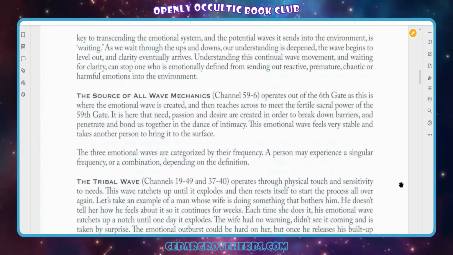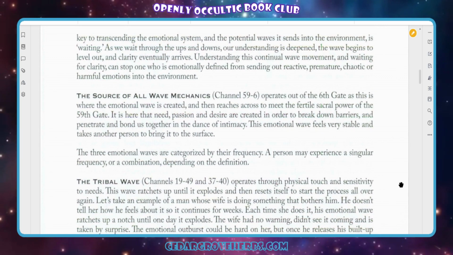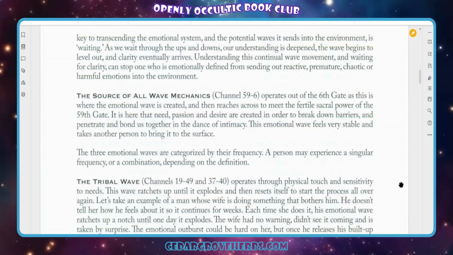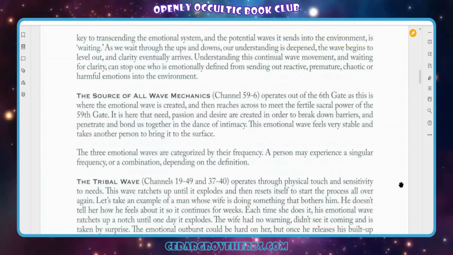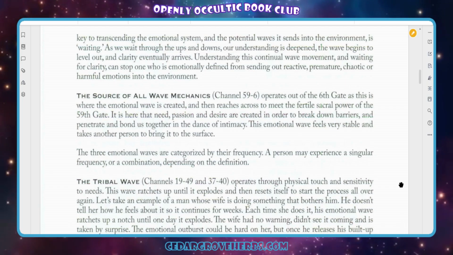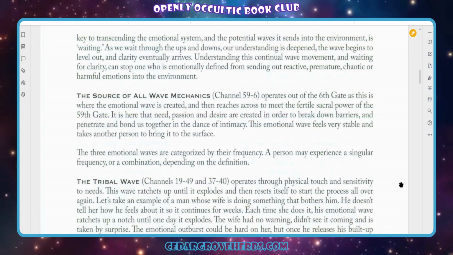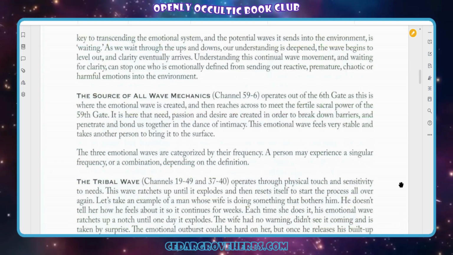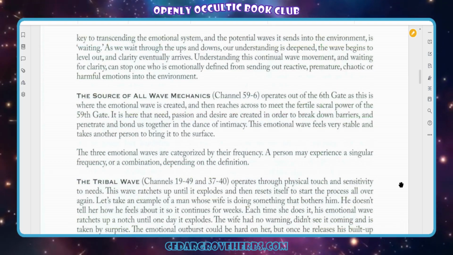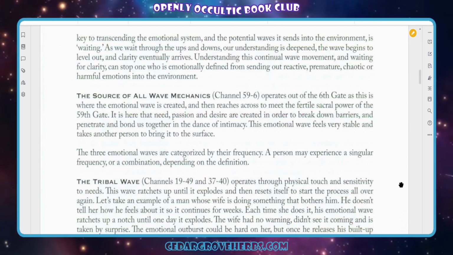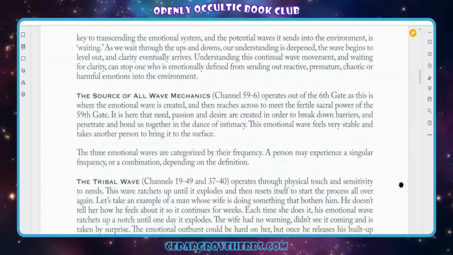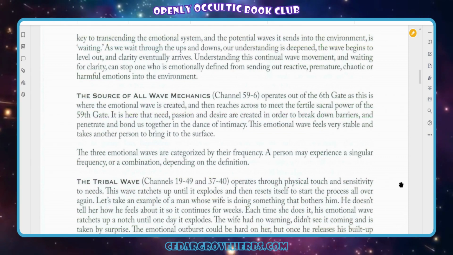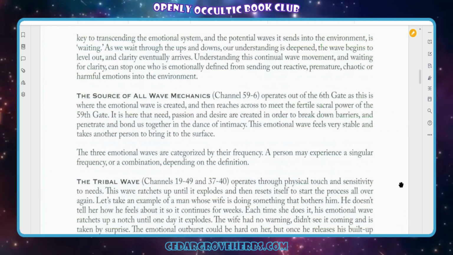The source of all wave mechanics, channel 59.6, operates out of the sixth gate, as this is where the emotional wave is created. And then it reaches across to meet the fertile sacral power of the 59th gate, because the 59th gate is in the sacral center. The sixth gate is in the solar plexus center. It is here that need, passion, and desire are created in order to break down barriers and penetrate and bond us together in the dance of intimacy. This emotional wave feels very stable and takes another person to bring it to the surface.